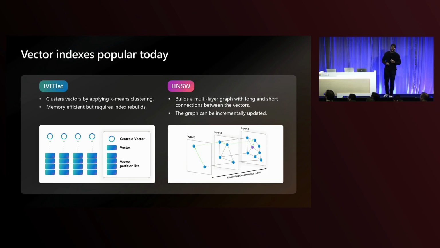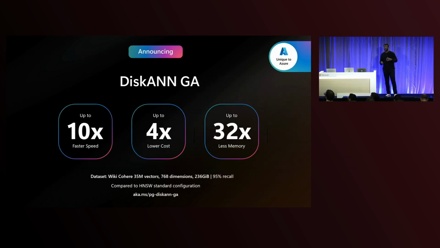So that's why at Microsoft, we GA'd DiskANN yesterday. DiskANN is the Microsoft research-backed vector indexing algorithm that gives you the best of both worlds. It allows you to scale and build these high-scale AI agents for your knowledge bases. So when we tested DiskANN internally, we saw DiskANN perform 10 times faster than an algorithm like HNSW. It was 4 times lower cost because of the compression, and also 32x less memory being used.